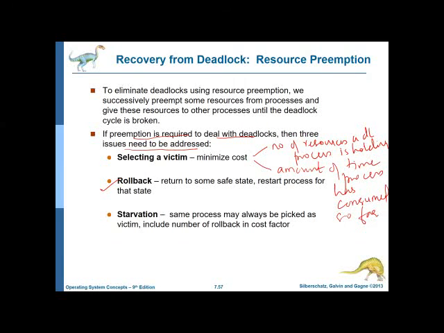So what we can do is roll back this process. If a resource is missing from a process, we must roll back that process to some safe state. You move it to some earlier state, somewhere where deadlock was not there. That is the safe state, right? And restart the process from that state. That is one way. But actually it is very difficult for us to determine what was a safe state. So the basic idea is just like termination: you abort the process and restart it from the beginning.